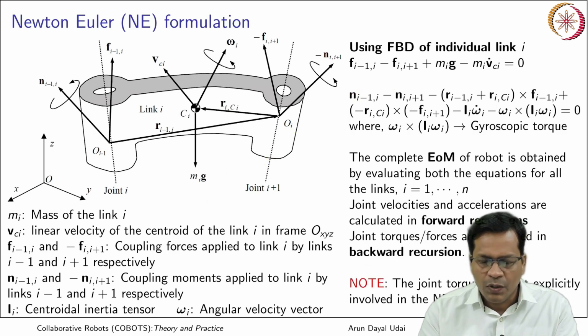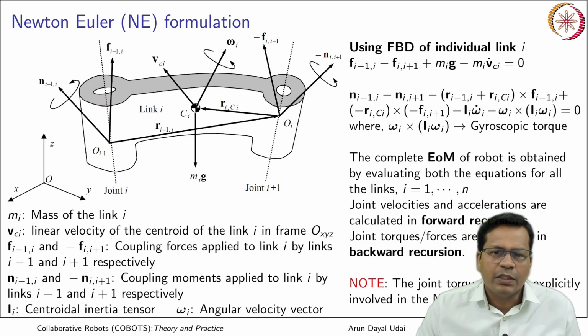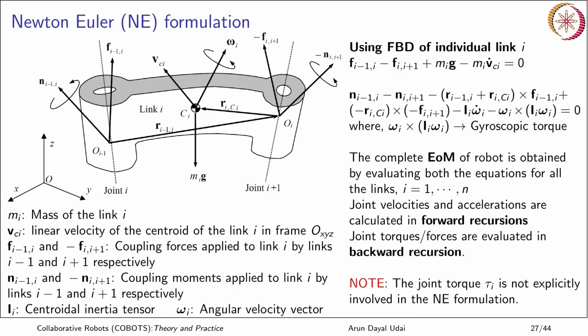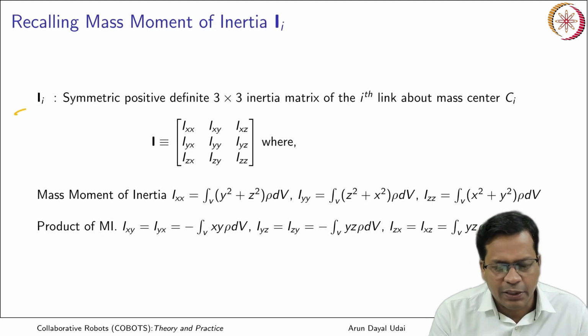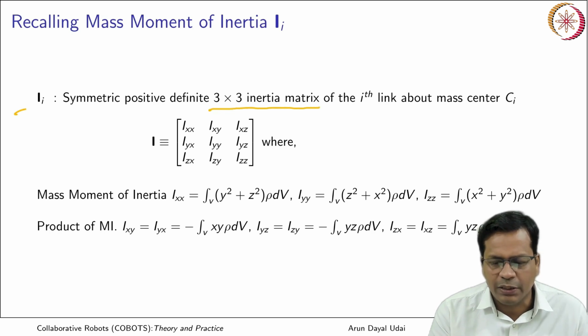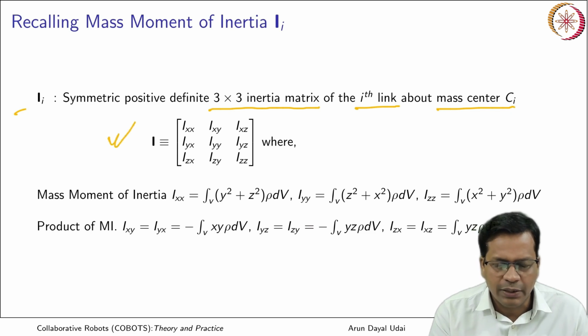Note, the joint torque tau i is not explicitly involved in the Newton-Euler formulation. So independent joint torque is not involved in this formulation. Now what is I? I is the symmetric positive definite 3 cross 3 inertia matrix of link i about the mass center location Ci. It is given by this.